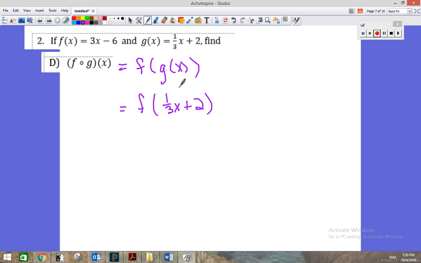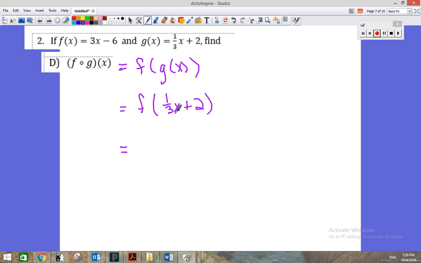That's what this g of x is equal to. This equal sign is saying that although these two look different, this g of x is the same number, it's the same thing as this guy, 1/3 x plus 2. Alright, so let's not write in a highlighter.